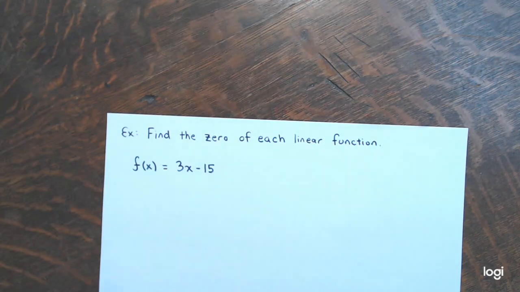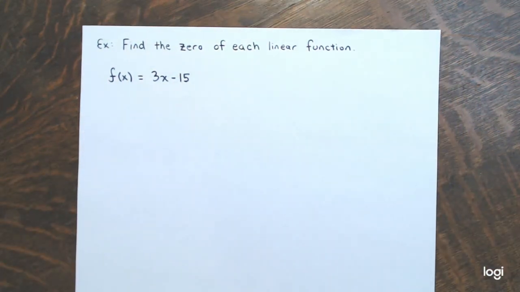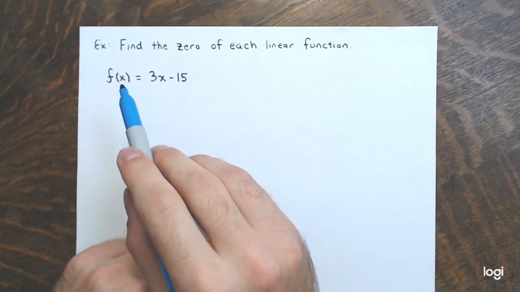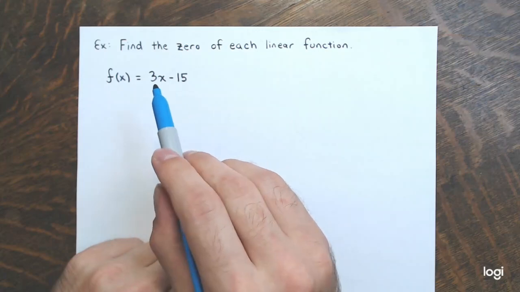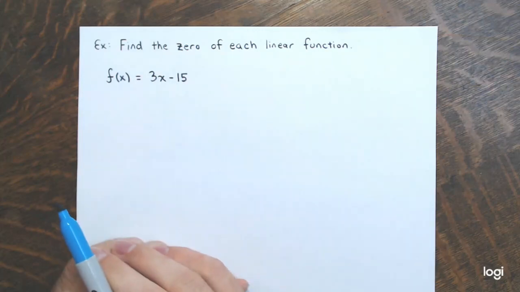I've just got a few examples of linear functions we're going to find the zero of. All right, so my first example is this here. I'm asked to find the zero of the linear function. Remember, a linear function takes on the f of x equals mx plus b form, which this has here, where m is 3 and b is negative 15.